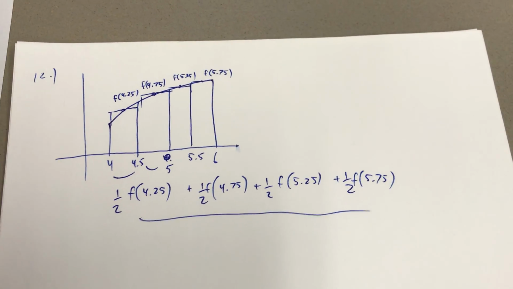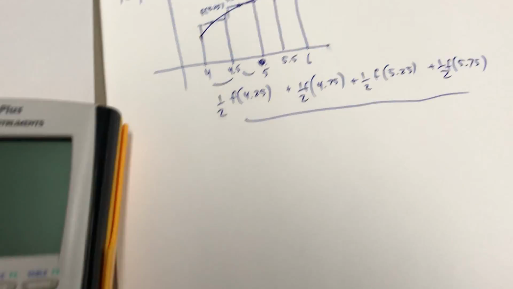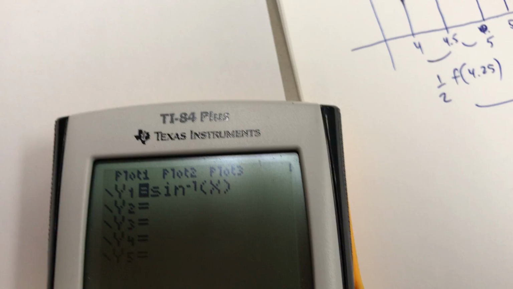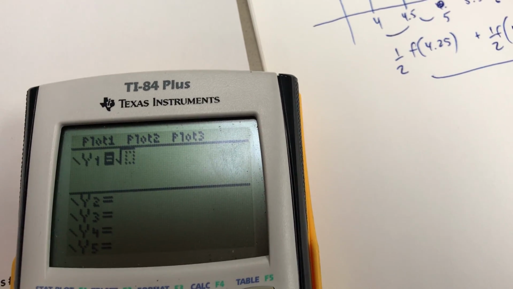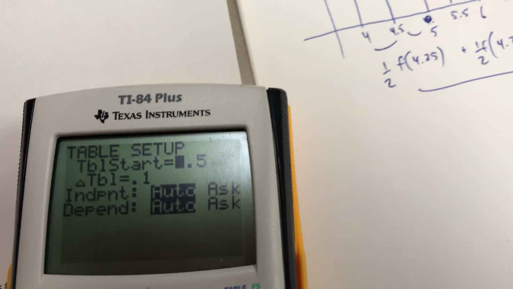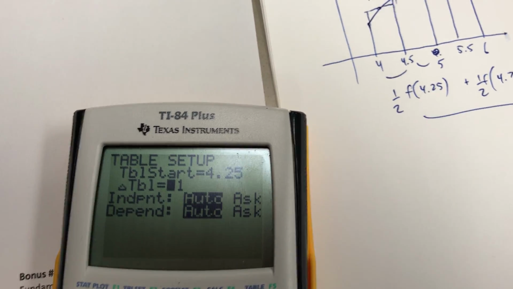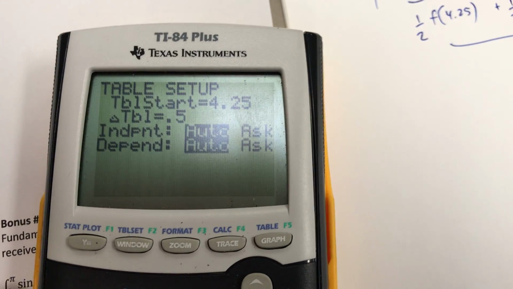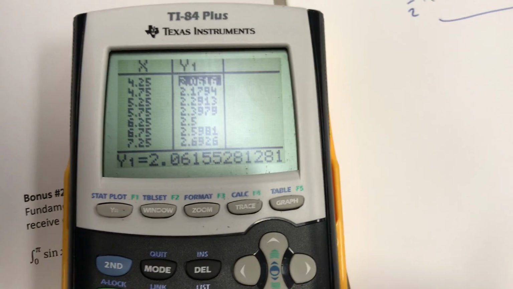At that point, they don't really care where you come up with your answer. But I would suggest sticking this in a graphing calculator. Our function here is radical x. You can make a table, because everything's spaced out so nicely: start at 4.25, make your scale go by 0.5, and run the table. And again, you want a lot of digits here.